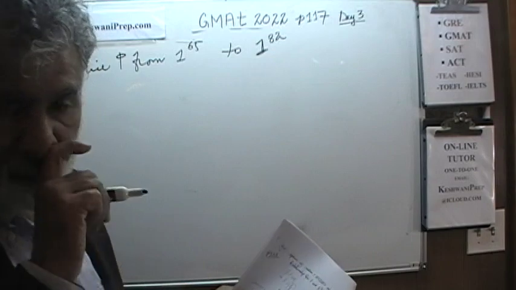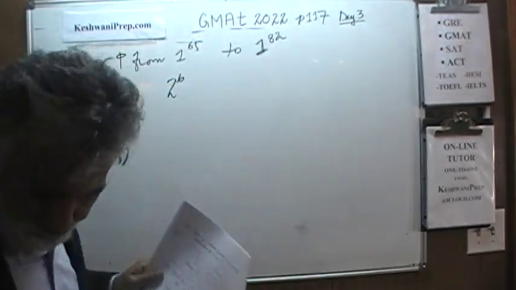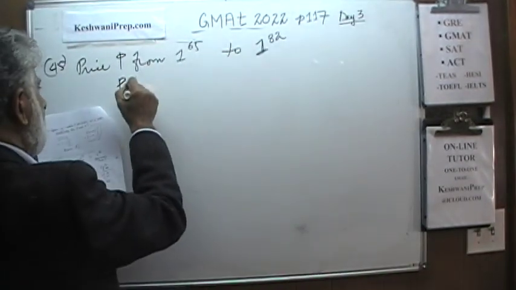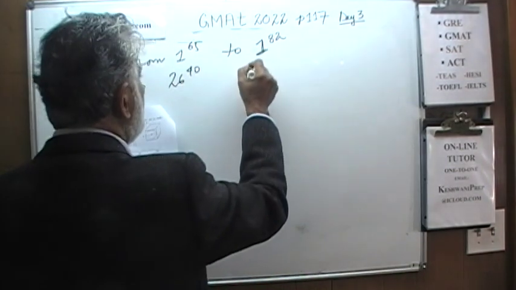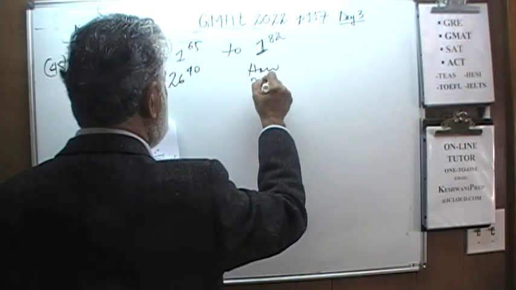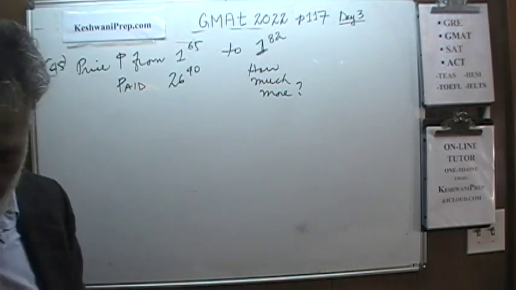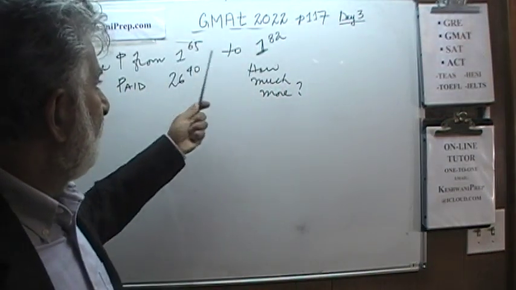We are told that yesterday, when the price was $1.65, we spent $26.40. The question is, how much more would we have to pay for the same amount of gasoline? We're buying the same amount of gasoline as we bought yesterday. How much more will we have to pay given the fact the price has gone up from $1.65 to $1.82?